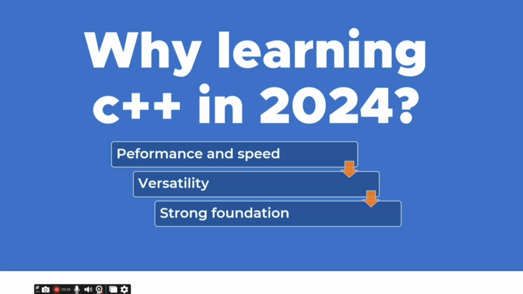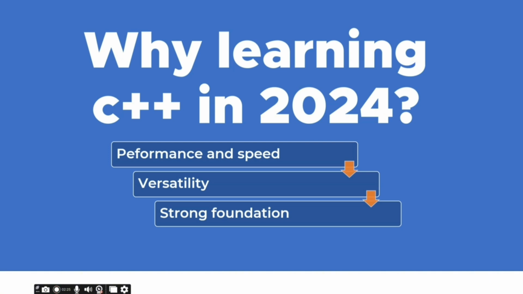Why learn C++ in 2024? Number one is performance and speed. C++ is one of the fastest programming languages, making it ideal for building critical software like video games, real-time systems, and applications that need to run quickly. So there you need C++ for performance and speed. The second thing is versatility. C++ is used in many fields including gaming, finance, embedded systems, and even AI and machine learning, where performance is crucial.